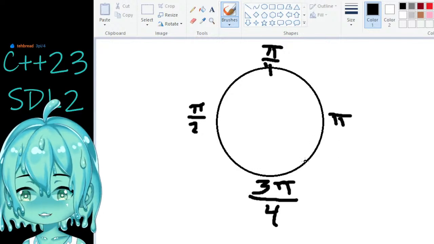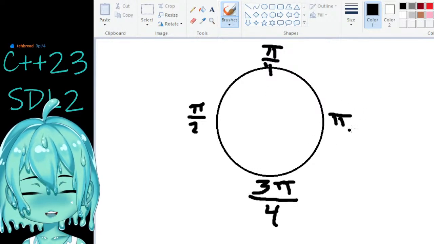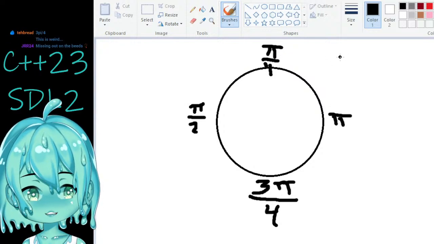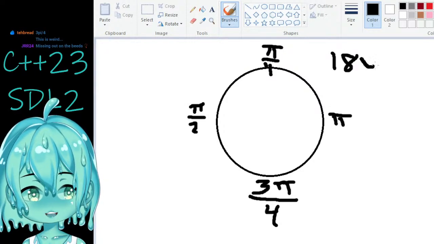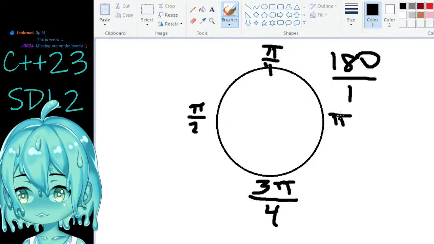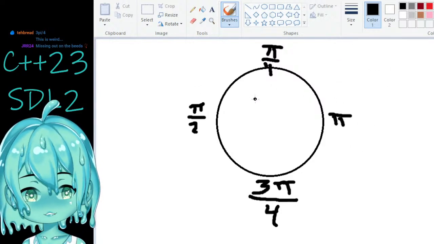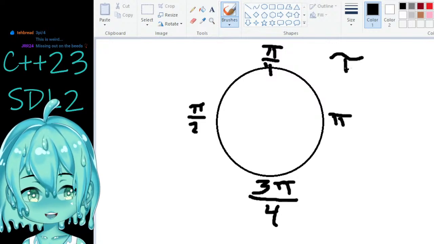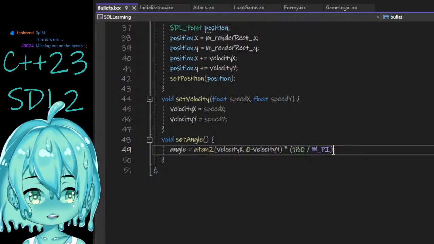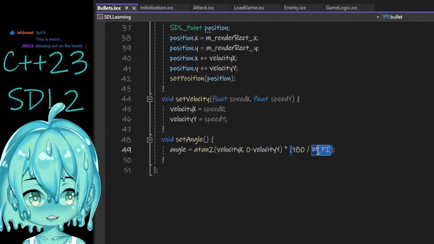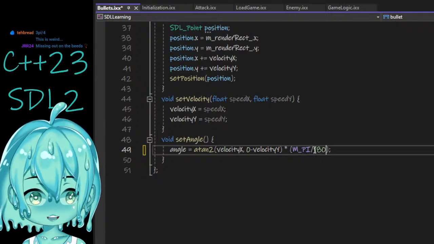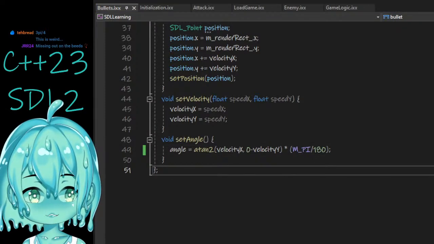Okay, sweet. Anyway, now here's the thing. If we're gonna convert into this from a degree, why are we doing 180 divided by pi? That doesn't make sense to me. If we are converting to radians, we need pi divided by 180. That is correct, right? So this is incorrect. I think this has to be pi divided by 180. So let's try running it.